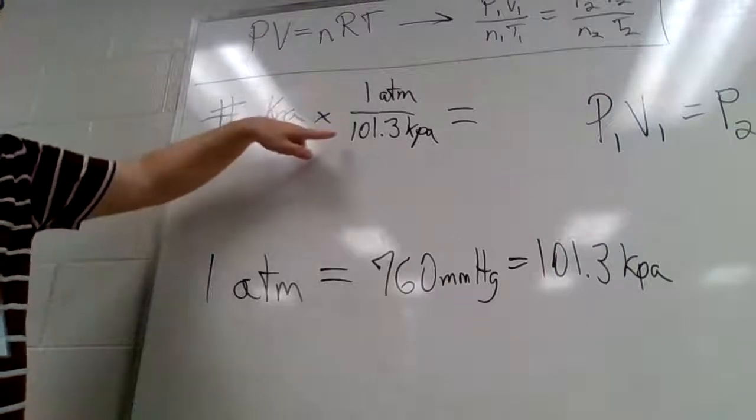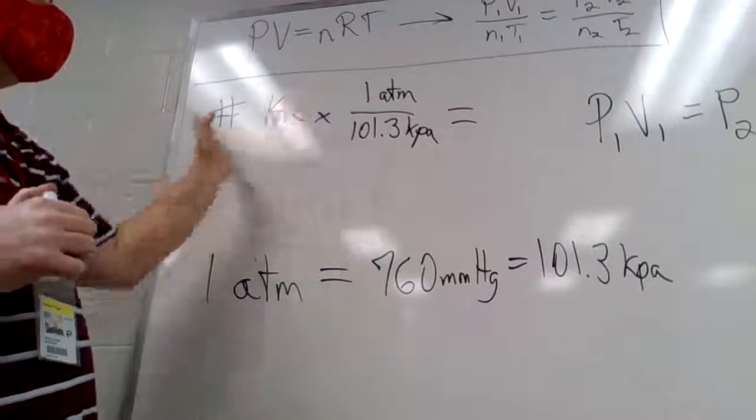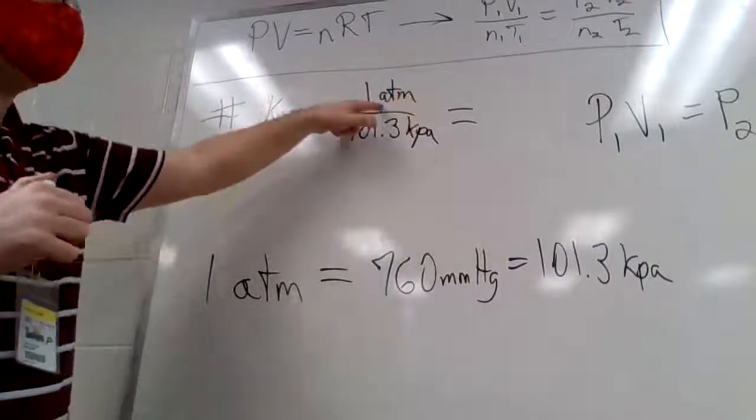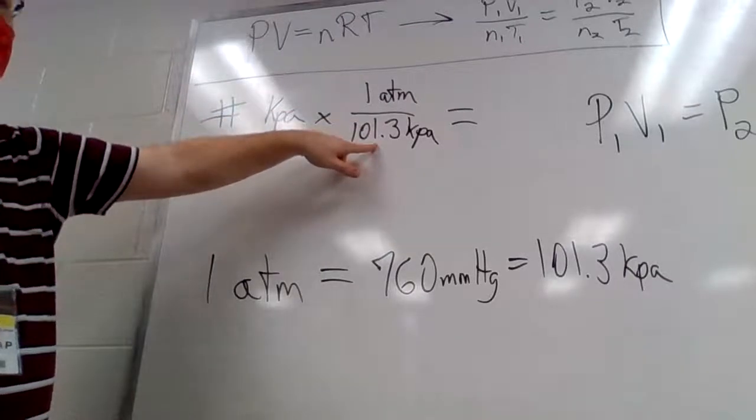Is it on the top or the bottom? If it's on the top of this fraction, you multiply. If it's on the bottom, you divide. So for this one, if you're going from kPa to atmospheres, you're going to take your number and then divide by 101.3.